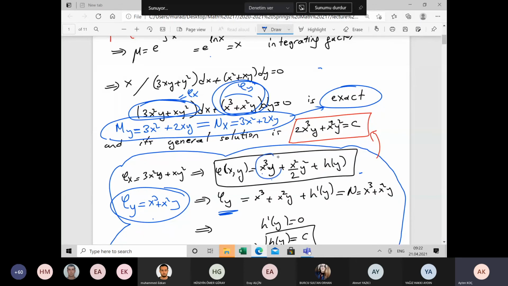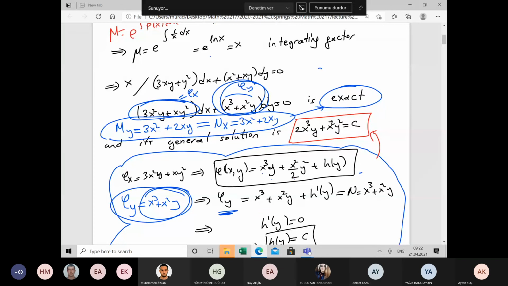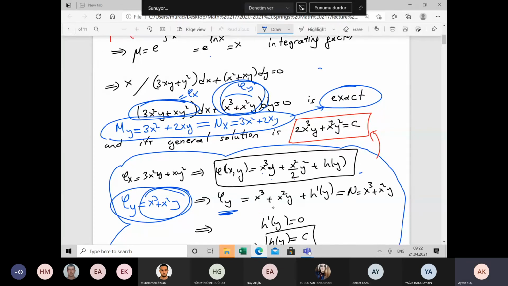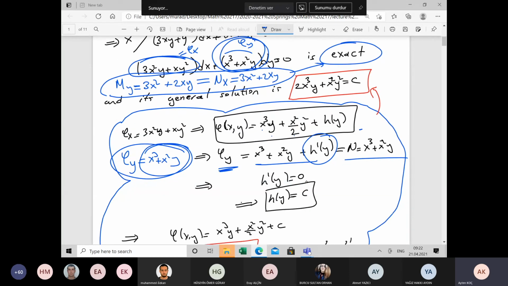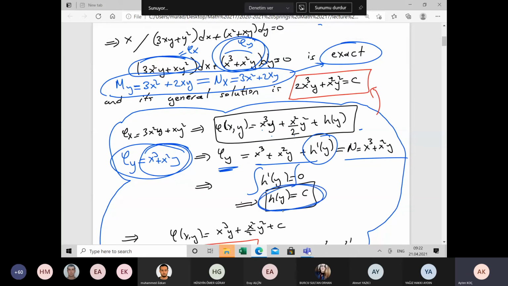With respect to y, x cubed. With respect to y, 2 times 2y over 2. So we obtain this one. Take the derivative with respect to y, h prime of y. And the derivative should be N. So compare both sides, this one is equal to this one. So h prime of y should be 0. Take the integral, integrating both sides, so h of y is c, a constant.